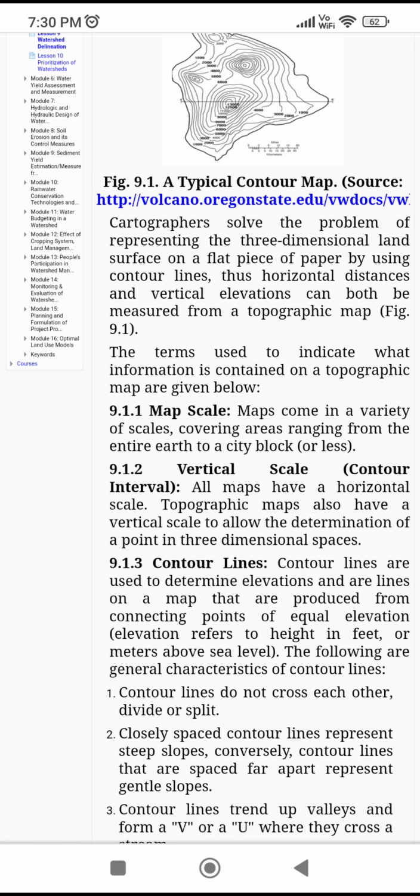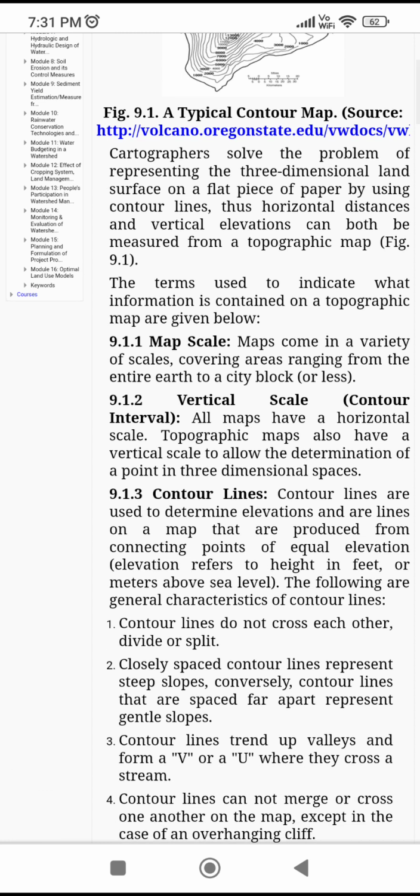So what is map scale? Vertical scale. All maps have a horizontal scale. Topographic maps also have a vertical scale to allow the determination of a point in three-dimensional space.